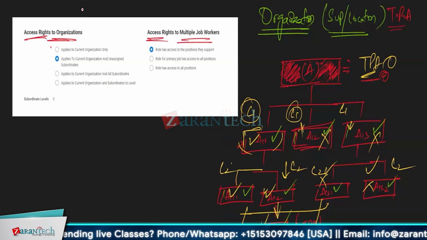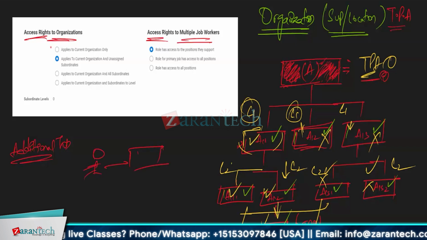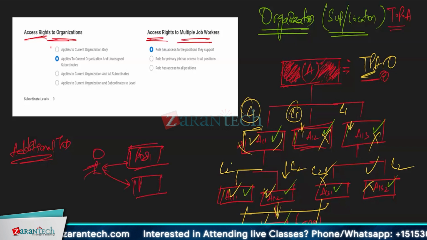What multiple job workers means is that there is a concept called additional job in Workday. One employee will normally be assigned to only one position in Workday. One employee, one position. There can be a scenario where employees are assigned to multiple positions. Position 1, position 2. So position 2 becomes the secondary job, and position 1 becomes the primary job. This is an additional job for this employee.